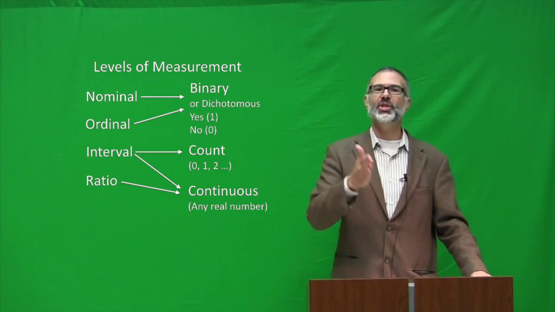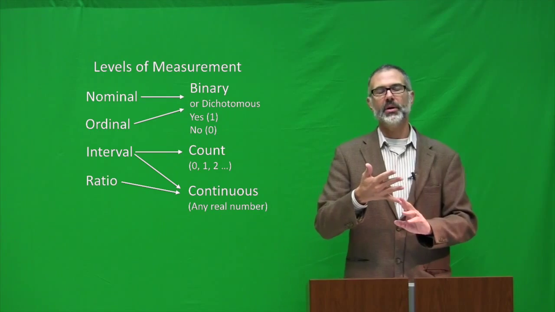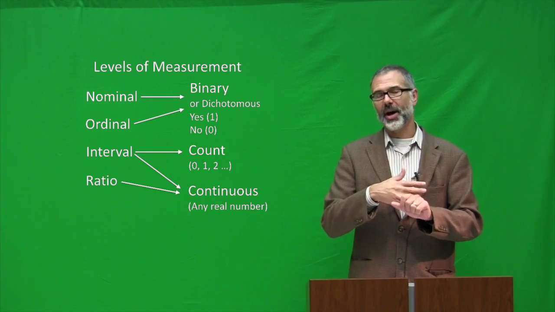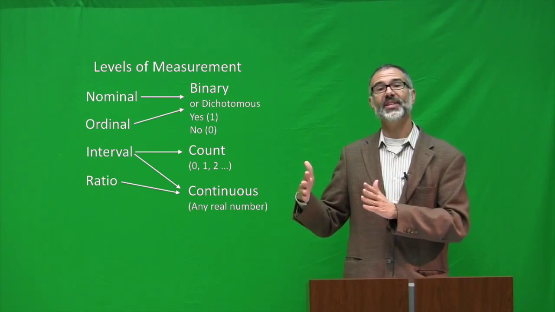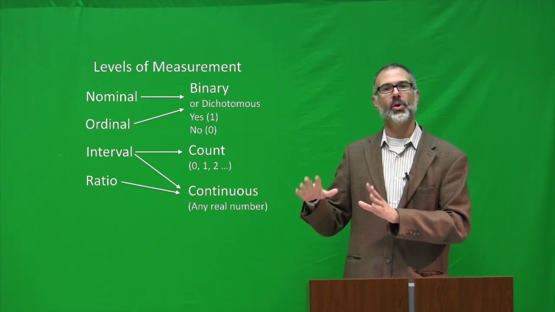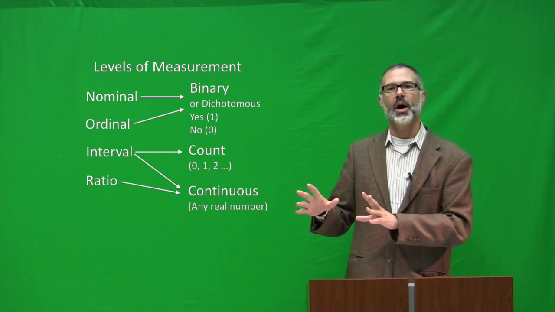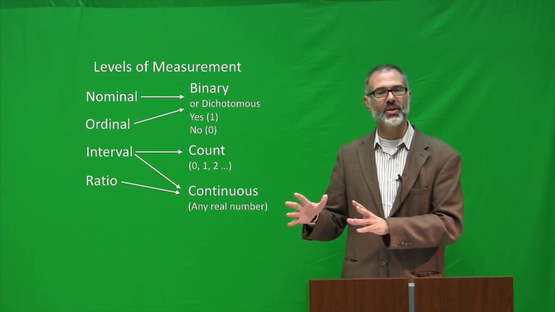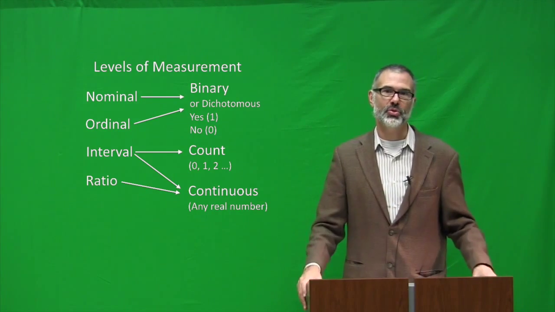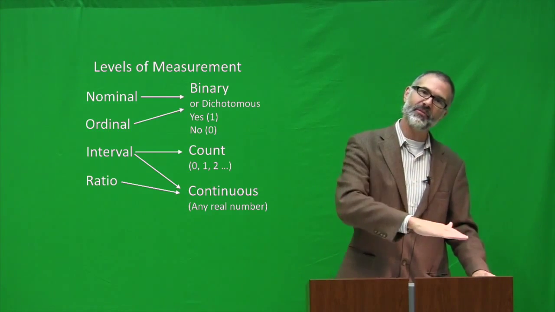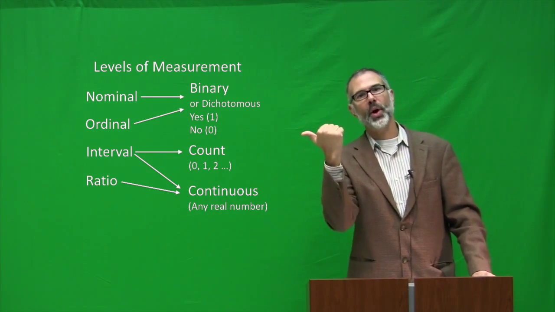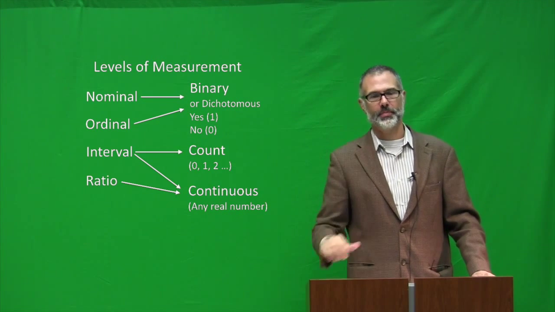And what we do with each of these variables, whether it's binary or dichotomous, count, or continuous, is going to determine a set of distributional assumptions or different statistical procedures that we use to understand what's going on in a population using those kinds of variables. So the type of level of measurement is going to determine what statistical procedure we use.